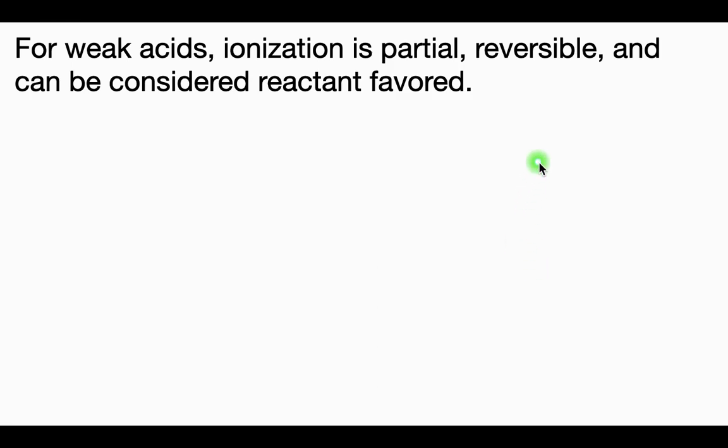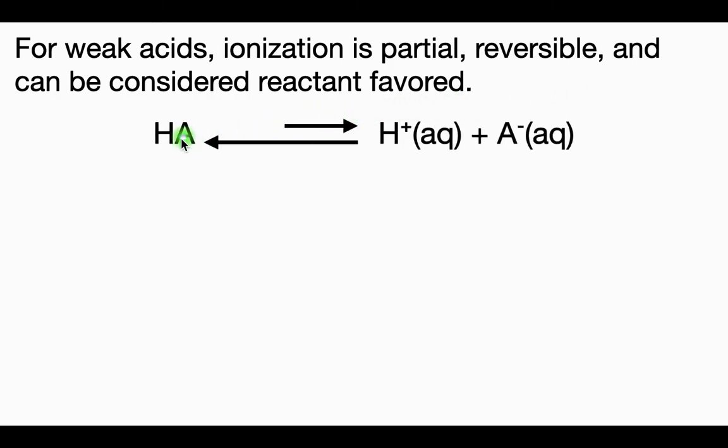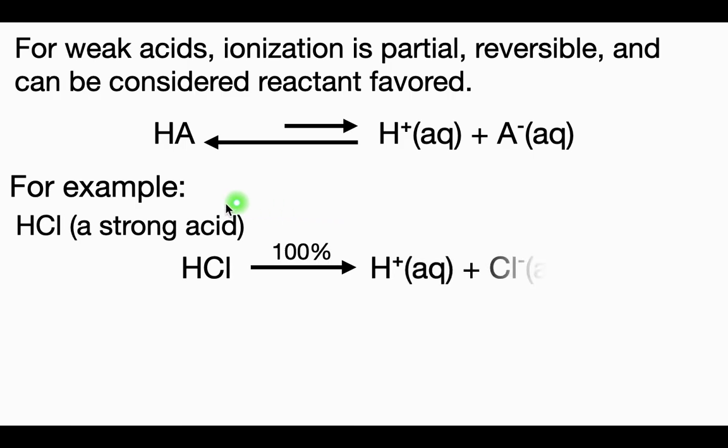For weak acids, ionization is partial, reversible, and can be considered reactant favored. So they do not dissociate very much at all. Let me give you a couple of real examples. Hydrochloric acid is a strong acid. So strong acids, as we've discussed, 100% ionize. Whatever the strong acid is, every single molecule, when you put it into water, will ionize, forming hydrogen ions. That is not the case for weak acids.